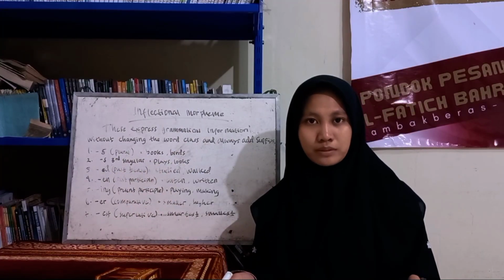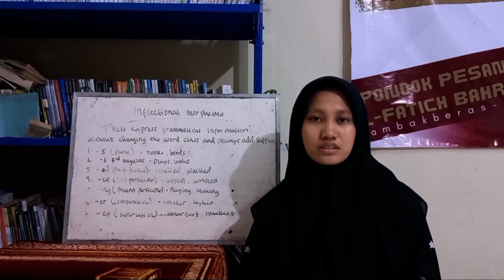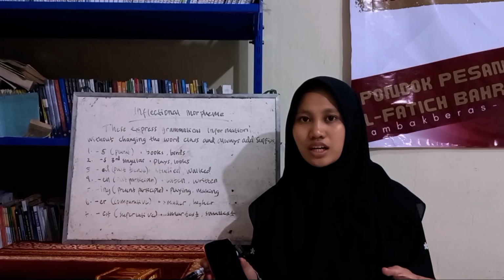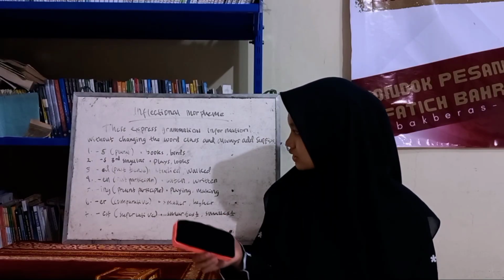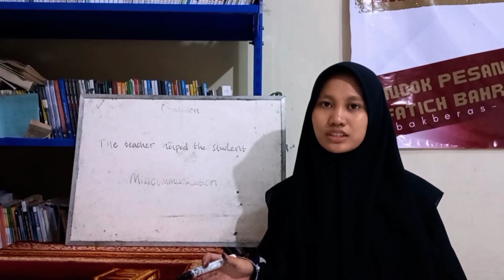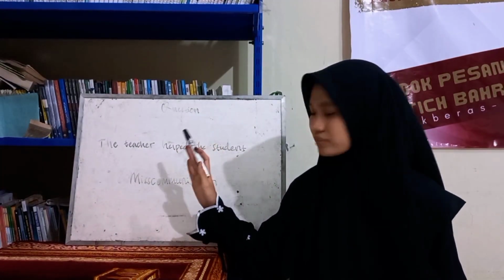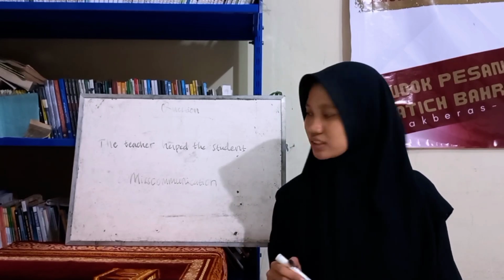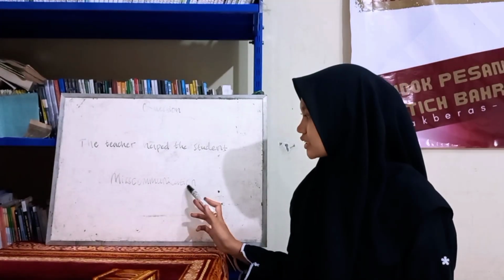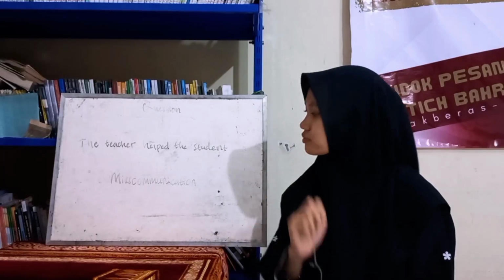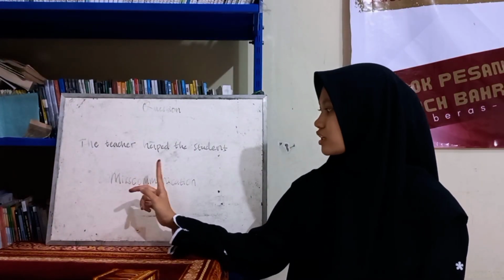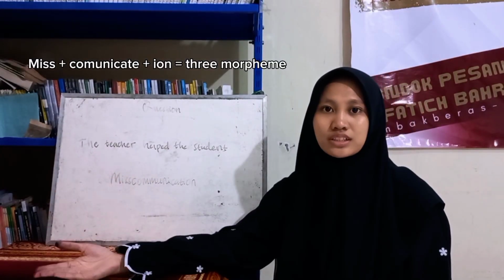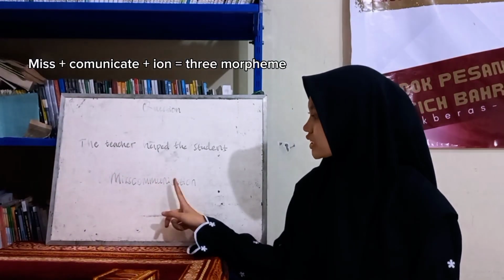And I hope my presentation right now is well understood and easy. Now I will give a question. Okay, for the question, for example, how many morphemes are in this word? In this word, miscommunication, there are three morphemes: mis, communicate, and tion. So the free morpheme here is communicate.